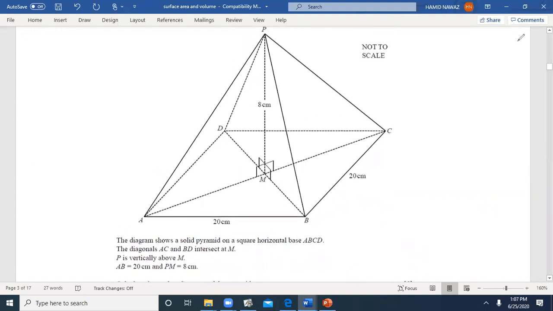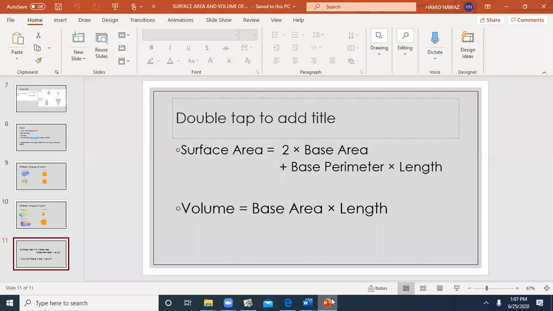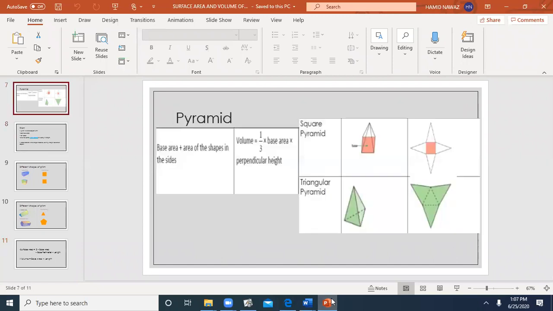So, beta, if you remember what I told you, surface area of pyramid. Let's have a look here. Surface area of pyramid was here. See, the base area plus the area of the shapes of the sides. Okay? Now, beta, if you look, let's keep this in your mind, the net of this pyramid. Okay? You have to keep this in mind. Okay? Let's go back.